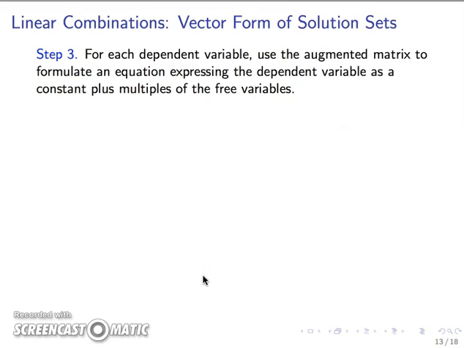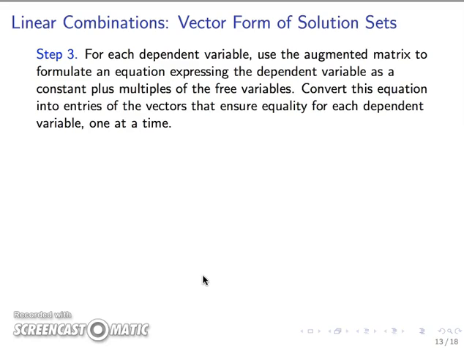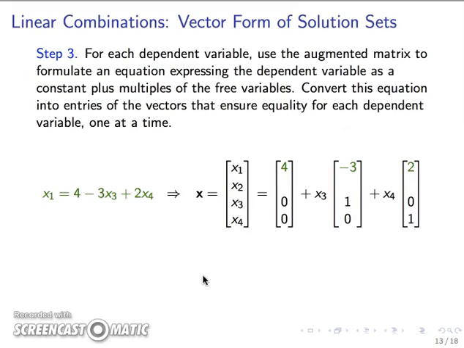And the next step is for each dependent variable. For each dependent variable, we're going to use the augmented matrix to formulate an equation expressing the dependent variable as a constant plus multiples of free variables. So we're familiar with this. Convert this equation into entries of the vectors that ensure the equality for each dependent variable one at a time. So this is explaining in so many words this process.